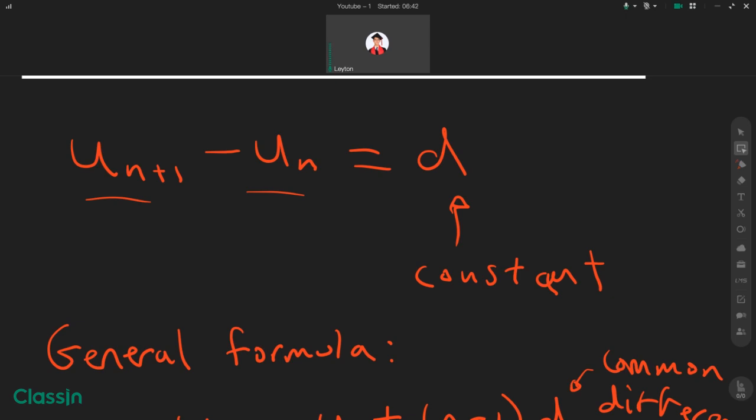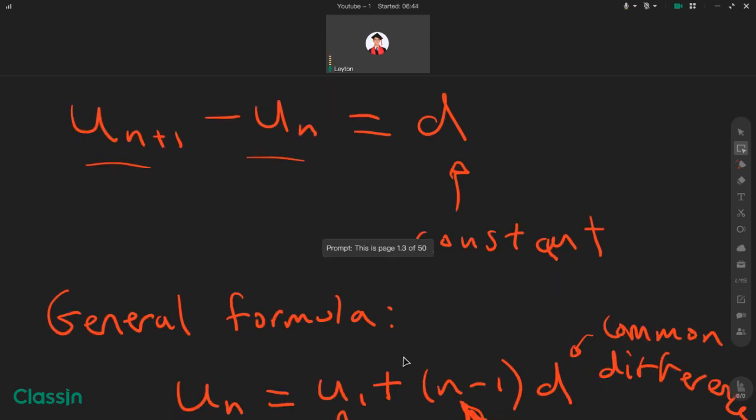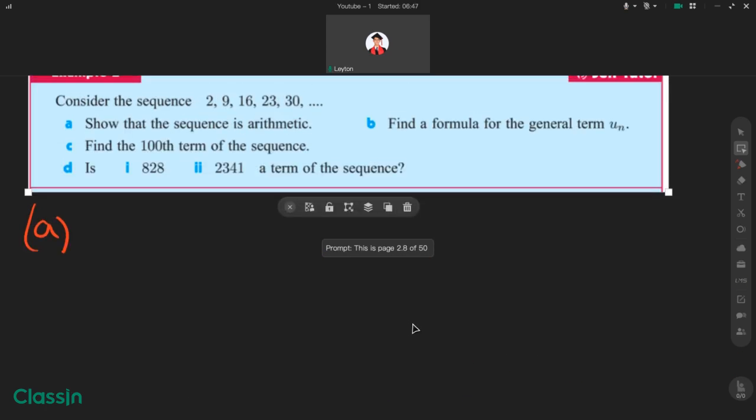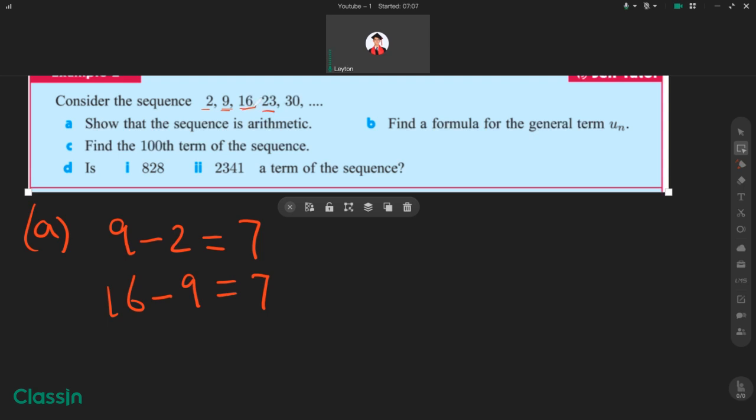In this case, the second term is 9 and the first term is 2, so the common difference would be 7. Third term minus the second term, still 7. We can check again, but usually two is enough, but we check again. 23 minus 16, that's the fourth term minus the third term. Still 7. Okay, so this is part A done. We didn't prove, but we showed that it's arithmetic.